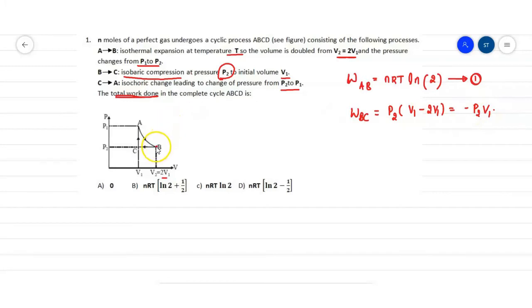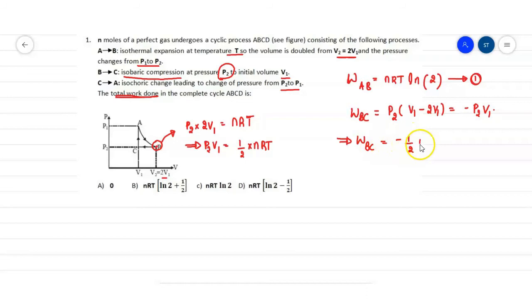Now if you consider this state B, here we can write the ideal gas equation, which is PV is equal to nRT. So we can write P2 into volume here is 2V1, which is V2, is equal to nR into temperature here is T. This isothermal process is going at a temperature T. So from here we can write P2V1 is equal to 1 by 2 into nRT. Just substitute the value here. So here we can say the work done in the process BC will be equal to minus 1 by 2 nRT.